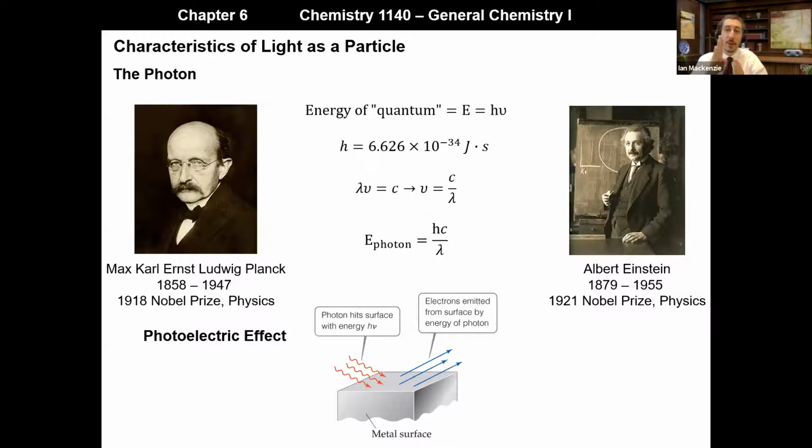And that particular wavelength of light or energy where you have enough energy to emit electrons from the surface is known as the threshold energy. Now let's look at a brief video that sort of describes the photoelectric effect in a little bit more detail.